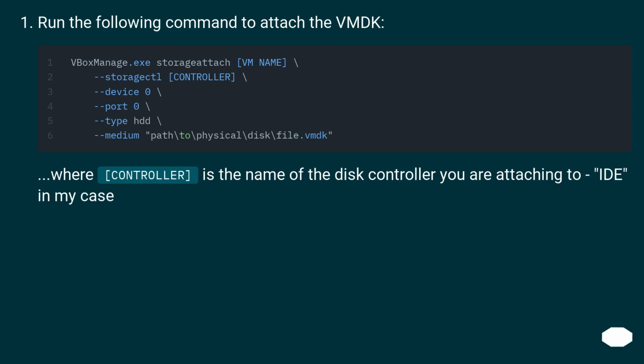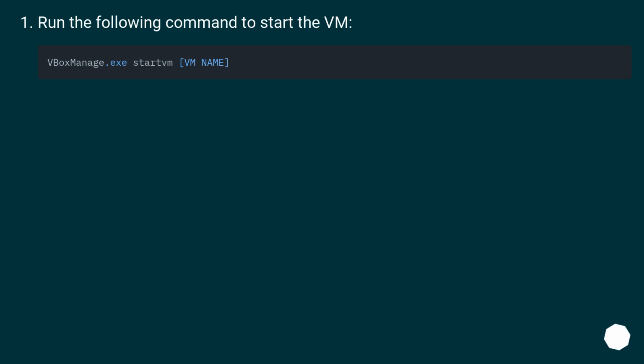Run the following command to attach the VMDK, where controller is the name of the disk controller you are attaching to, in my case. Run the following command to start the VM.